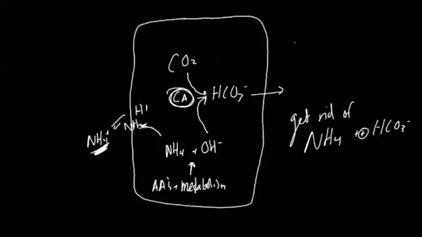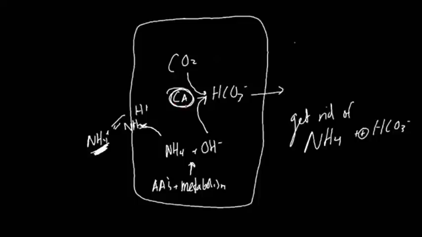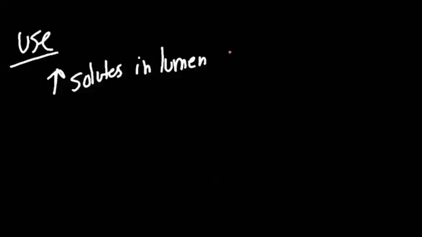So let's talk about the use of carbonic anhydrase inhibitors. Let's look back here. If we inhibit this carbonic anhydrase enzyme, we don't form the bicarbonate, and likewise, we're not able to form bicarbonate if we inhibit this carbonic anhydrase. So why would we use carbonic anhydrase inhibitors? Well, it's going to increase solutes in the urine, or on the luminal side. So what happens? We're going to increase the bicarb, HCO3, in the lumen.